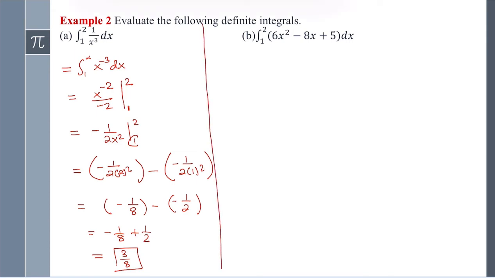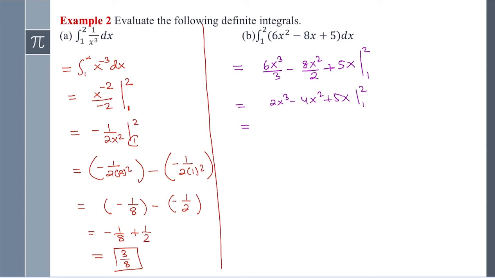Again, it's the same process. So we're going to find the antiderivative. The antiderivative of 6x squared is 6x cubed over 3 minus 8x squared over 2 plus 5x, and then we go from 1 to 2. Let's simplify before we plug the numbers in. So this is 2x cubed minus 8x squared over 2 means 4x squared plus 5x, and we go from 1 to 2. So let's go ahead and plug in 2 first.